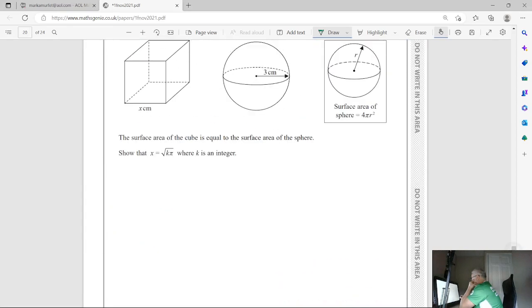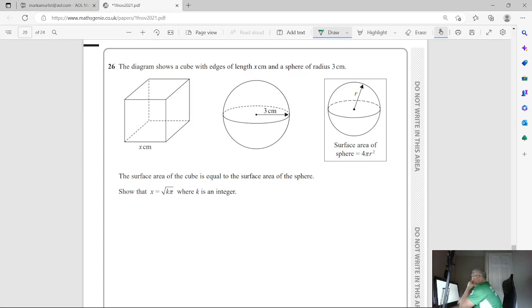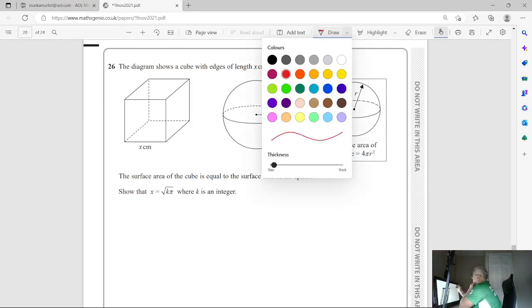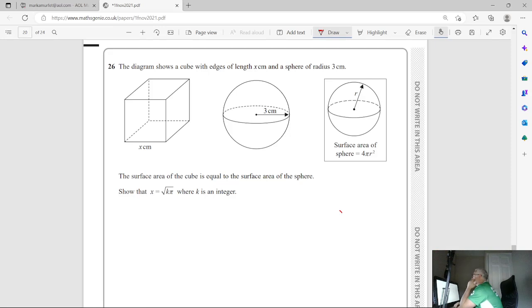Question 26. Any questions at the end of the paper that you can maximize your marks on is an absolute bonus.